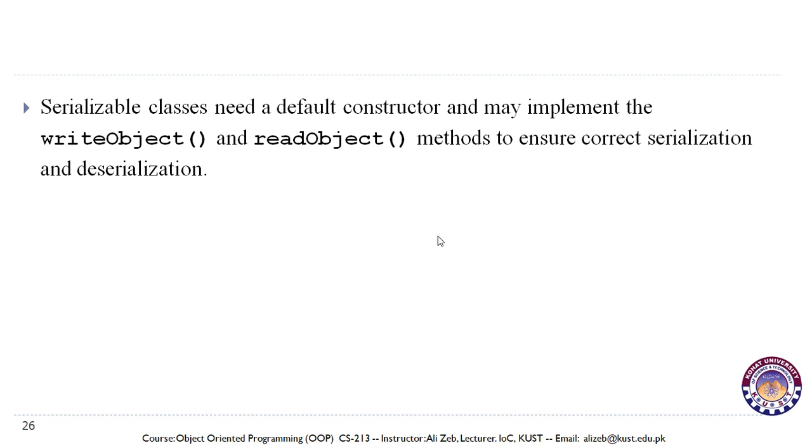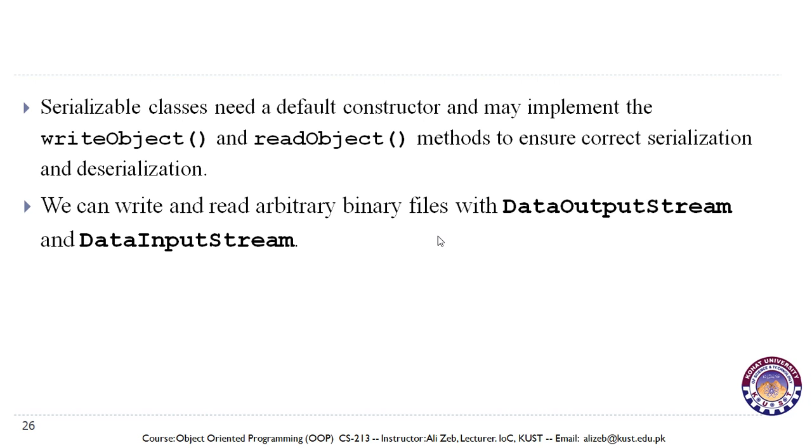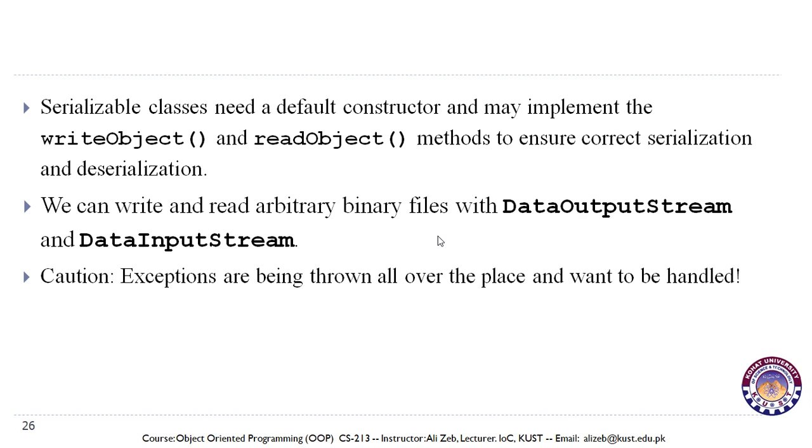Serializable classes need a default constructor and may implement the writeObject and readObject methods to ensure correct serialization and deserialization. We can write and read arbitrary binary files with data output stream and data input stream. Exceptions are being thrown all over the place, so we need to handle the exceptions. We need to remember that we must be handling all the exceptions that may come our way.